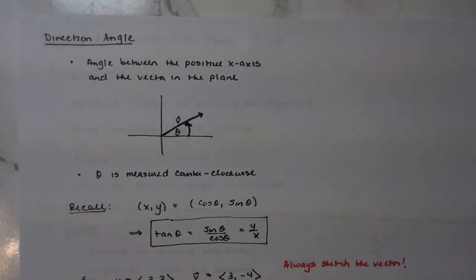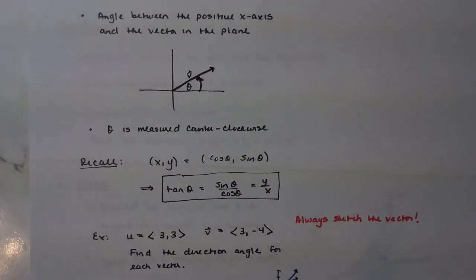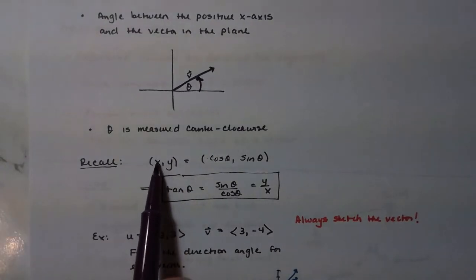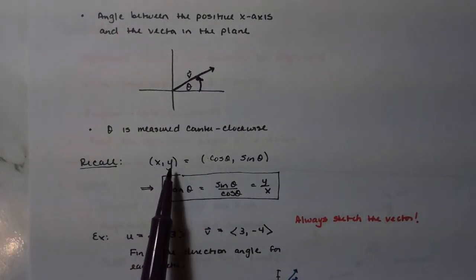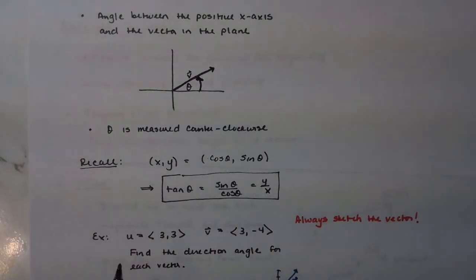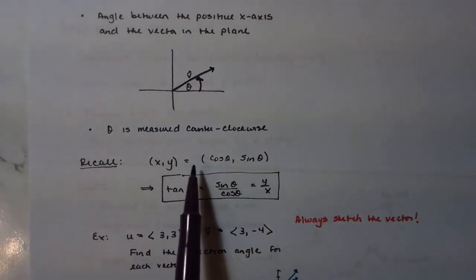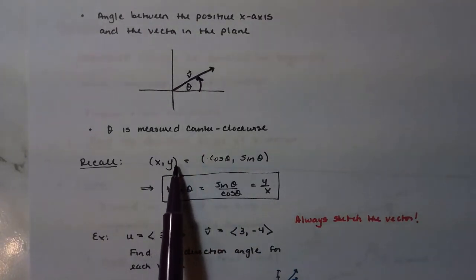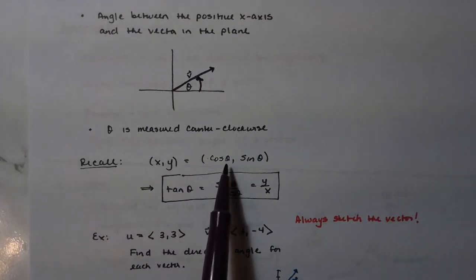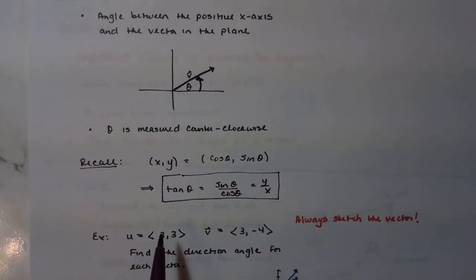So what I want you to remember is that if you have the point x, y in the plane, the x coordinate corresponds to the cosine of theta and the y coordinate corresponds to the sine of theta. No, head to tail. I connected the heads of the resultant vector, sorry. Remember that the coordinates of the point x, y are cosine and sine, right, from the unit circle.